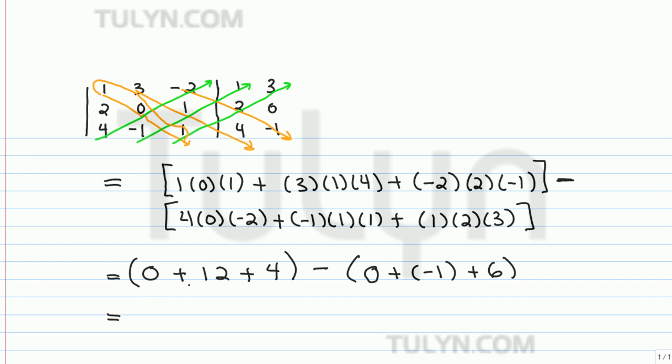So now using the PEMDAS rule, let's simplify the stuff inside the parentheses first. 12 plus 4 is 16 minus what's in here, negative 1 plus 6, that's going to be 5. So we end up getting 16 minus 5, which is 11. So the value of the determinant is 11.